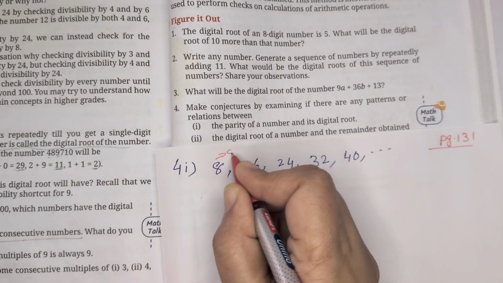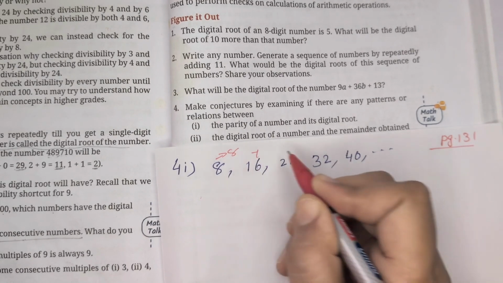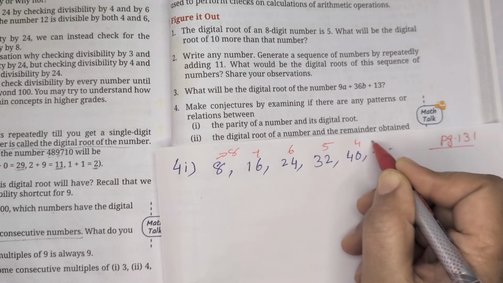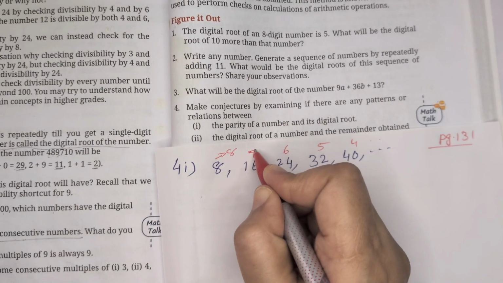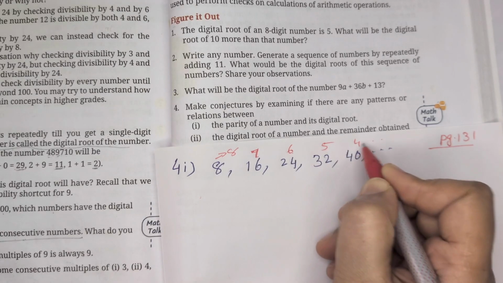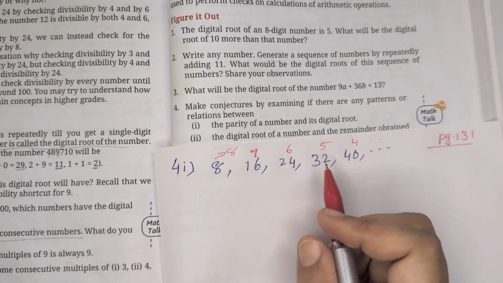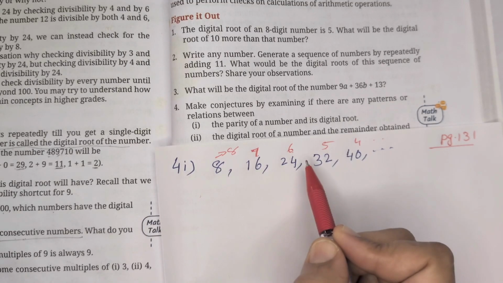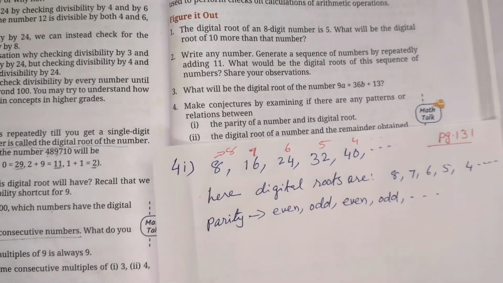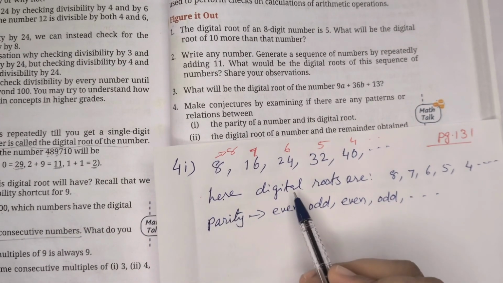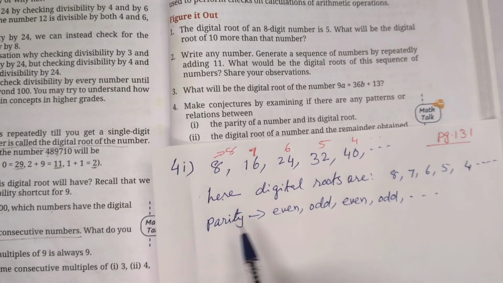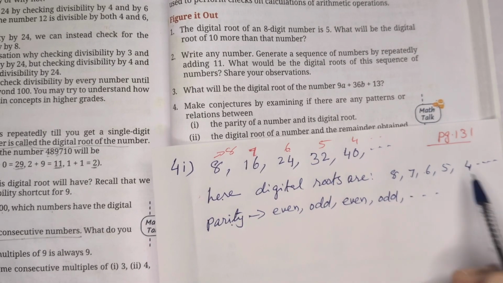8 is 8. Here 1 plus 6, 7. Here 2 plus 4, 6. 3 plus 2, 5, 4, etc. It is going on. Now we can see the pattern is even digit, then odd, even, odd, even, odd, like that way it is going on. So we can write here the digital roots of these numbers: it's coming 8, 7, 6, 5, 4, etc. And its parity: even, odd, even, odd, even, odd, etc.